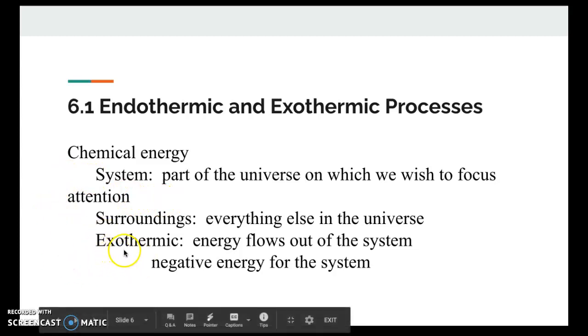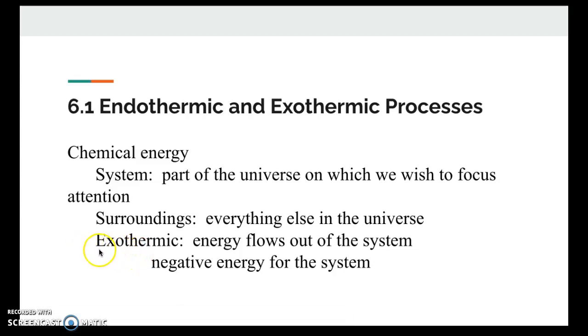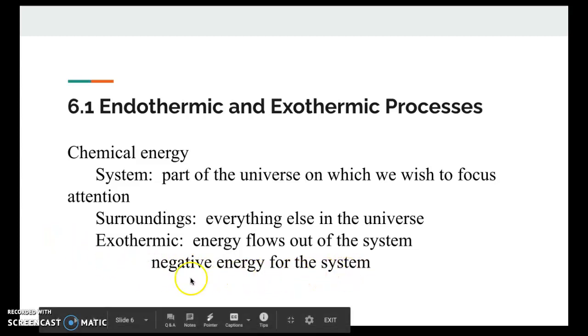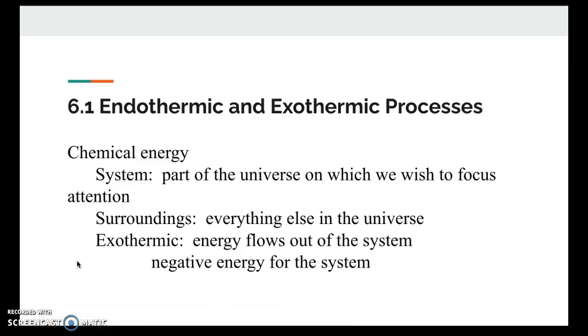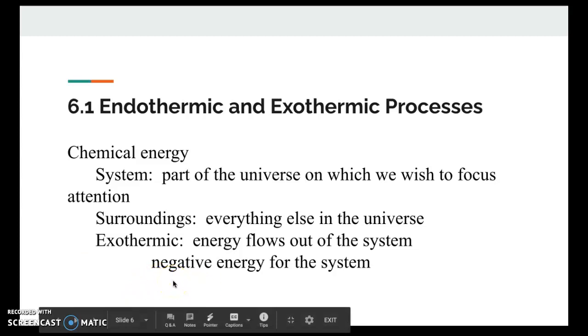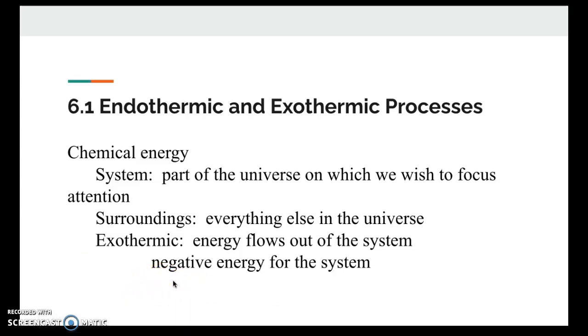Okay, and then the next thing we have is exothermic. We saw this term a little bit in Unit 5, but exothermic means that energy is flowing out of the system, and it's going to be negative energy for the system. I'd like you to add to this that when you're talking about an exothermic reaction, the potential energy of the products is lower than the potential energy of the reactants. Please add that to exothermic. So then that excess energy is released to the surroundings.